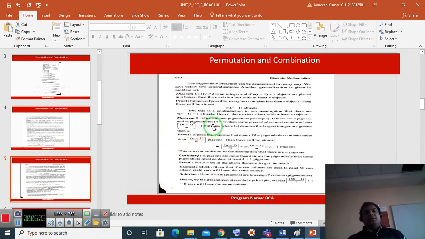This is the generalized pigeonhole principle. In the generalized pigeonhole principle, we can find the number of objects in the boxes. So n is the number of elements which lie in the boxes, and m is the total number of boxes. So (n minus 1) divided by m, plus 1. This is the greatest integer; it will round off the value only.